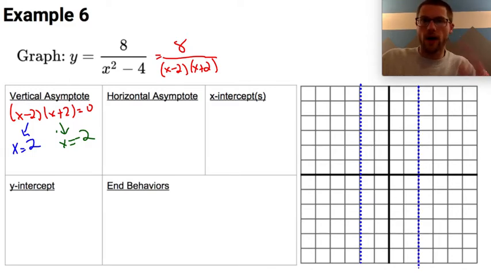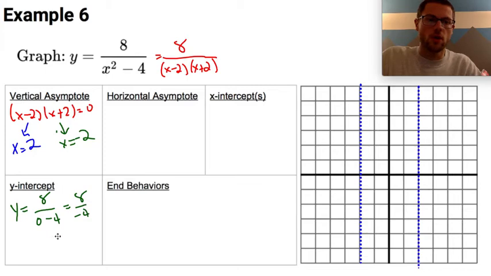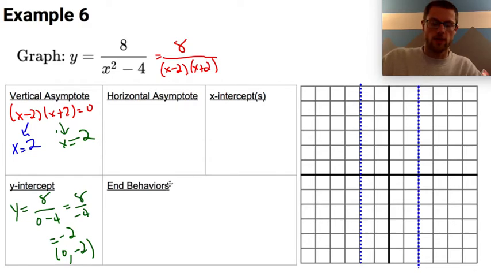All right, next up, the y-intercept. The process is exactly the same as the last one. So let's set x equal to 0 and solve for y. 8 over 0 minus 4 is going to be 8 over negative 4, which is going to equal negative 2. So that means I've got a y-intercept at 0, comma, negative 2. So let's plot that on our graph. 0, negative 2 is right here. And let's even label that. So that's going to be 0, negative 2.